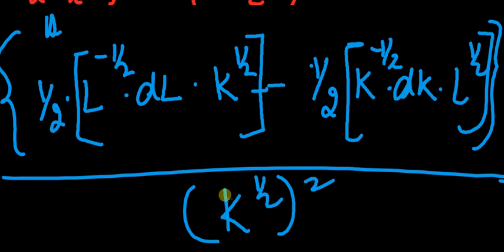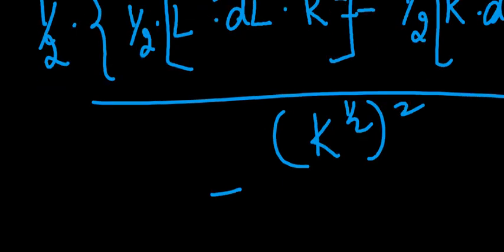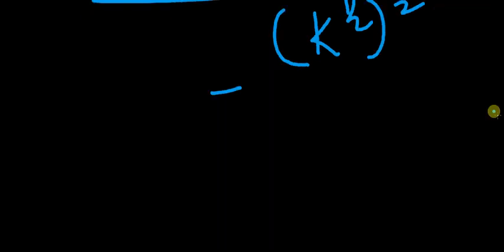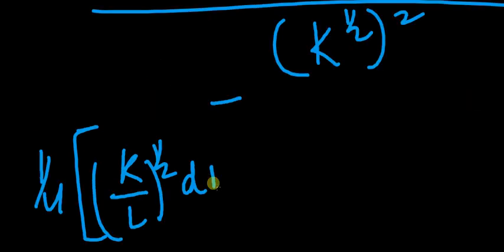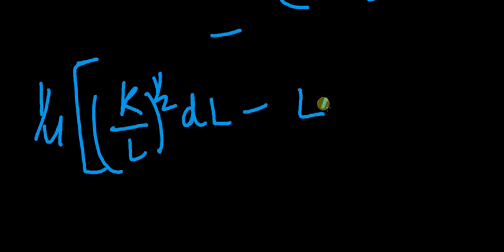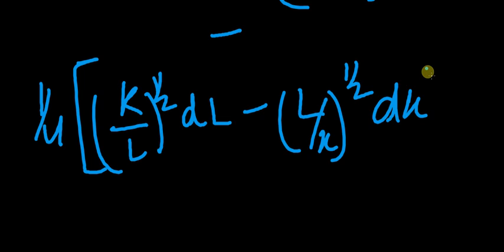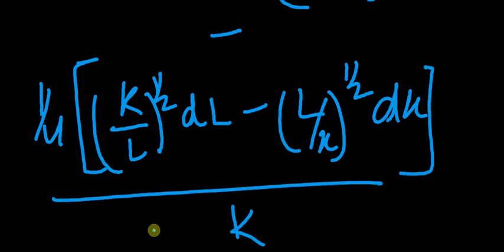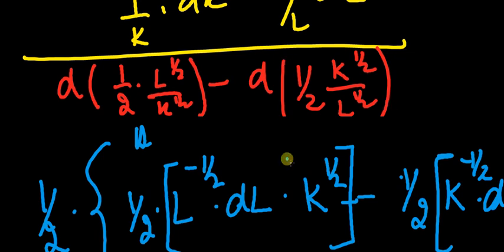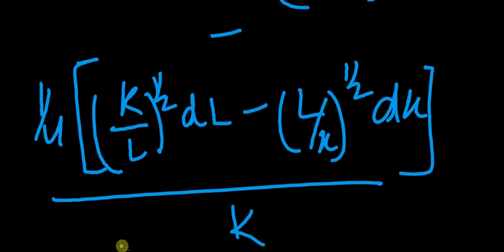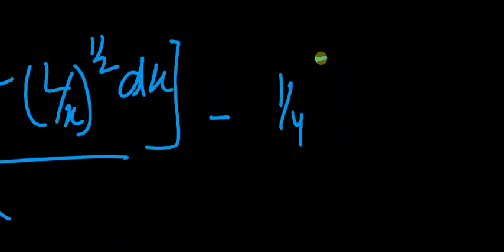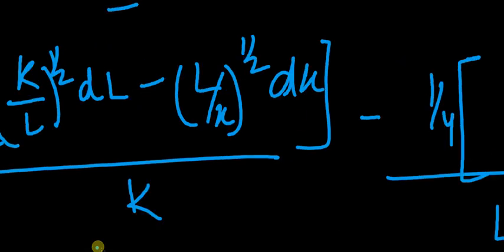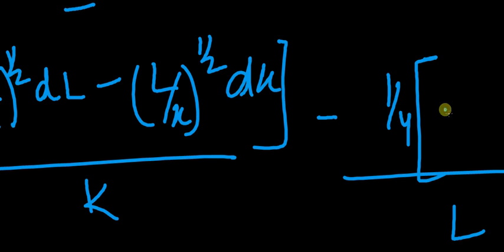So what do I get? I get 1 by 4 K by L to the power half dL minus L by K to the power half dK upon K. Similarly, when you solve for this thing, it's exactly the opposite of this. So I will get minus 1 by 4 upon L. Okay, just the opposite of this.